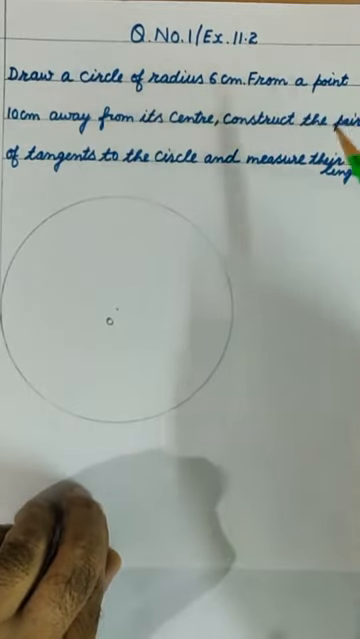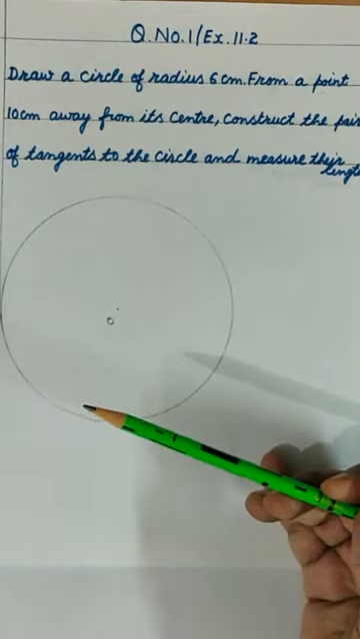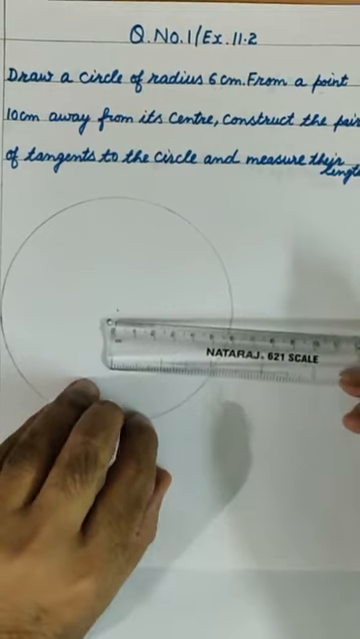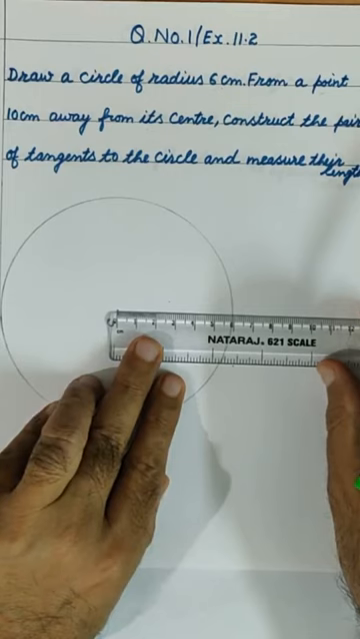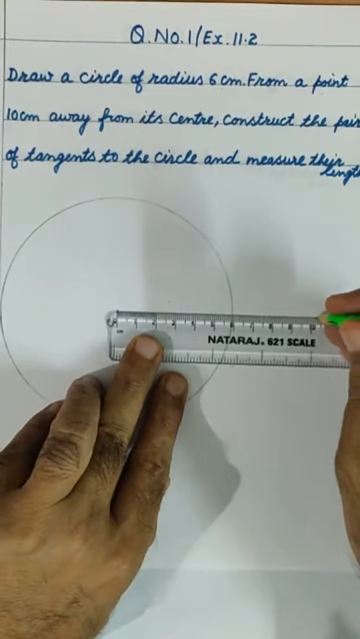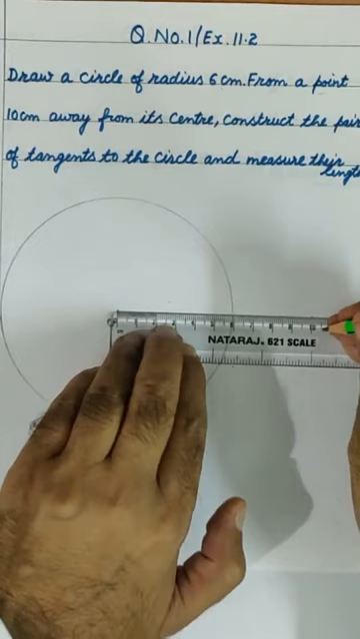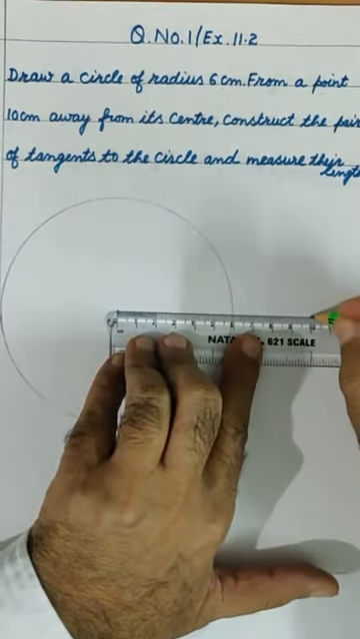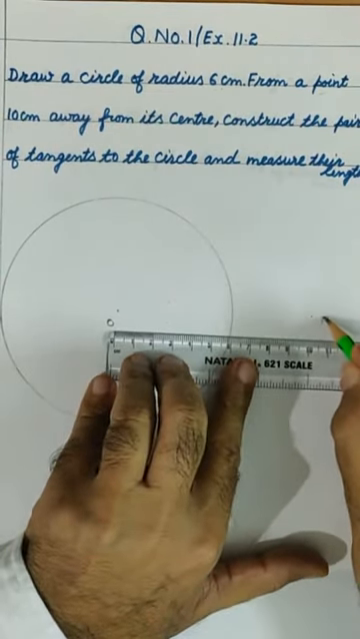We have to take a point which is 10 centimeter away from its center. We take this scale to take a point. You see, from here the point is 10 centimeter away. This is 10 centimeter away from this. I have taken this. This is point P.